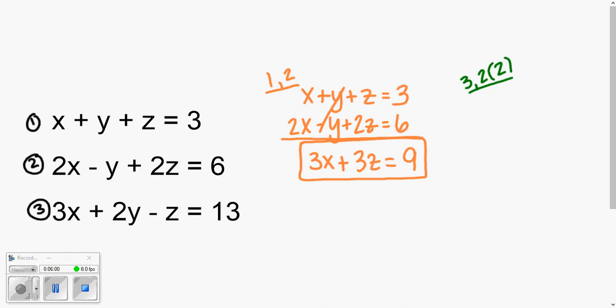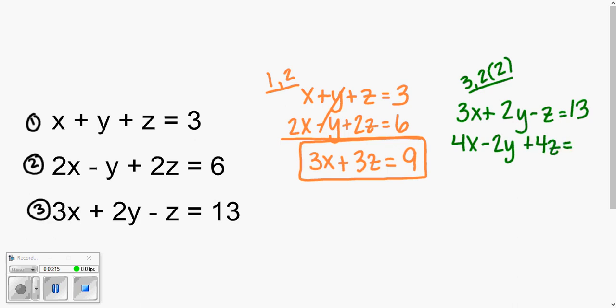So equation 3 is 3x plus 2y minus z equals 13. If I take equation 2 and multiply it by 2, I get 4x minus 2y plus 4z equals 12. So my y's cancel. That's my goal. 3x and 4x is 7x. Negative z plus 4z is 3z.